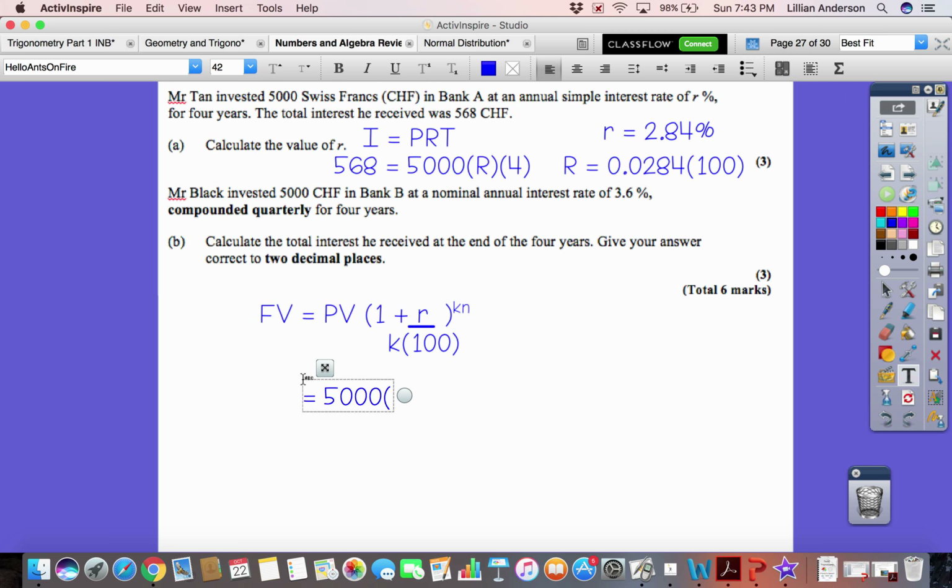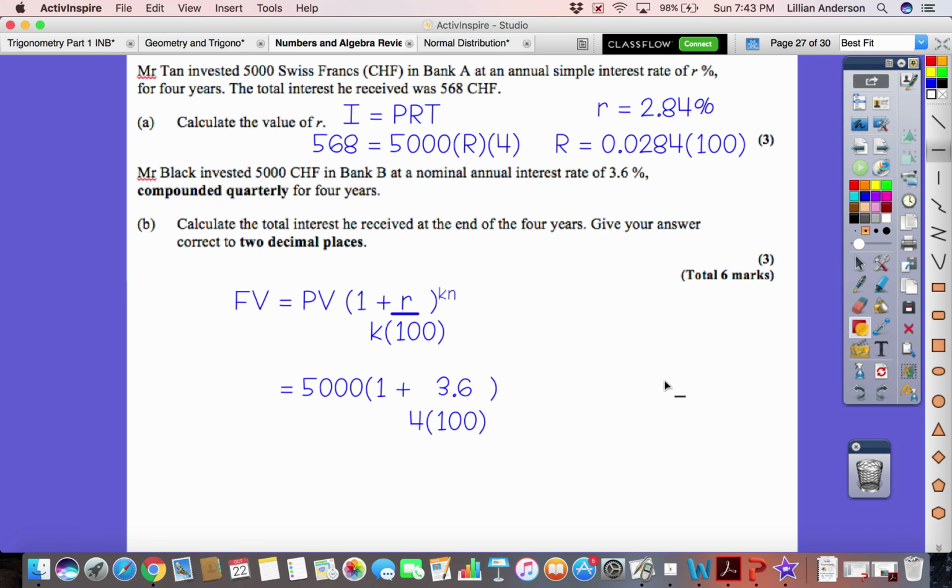Okay, he starts out with 5,000. 1 plus the rate. Now remember, with compound interest is plugged in how we see it. Okay, it says compounded quarterly. Quarterly is a number. Quarterly is 4. We have went over that. So you're plugging in a 4 for K.